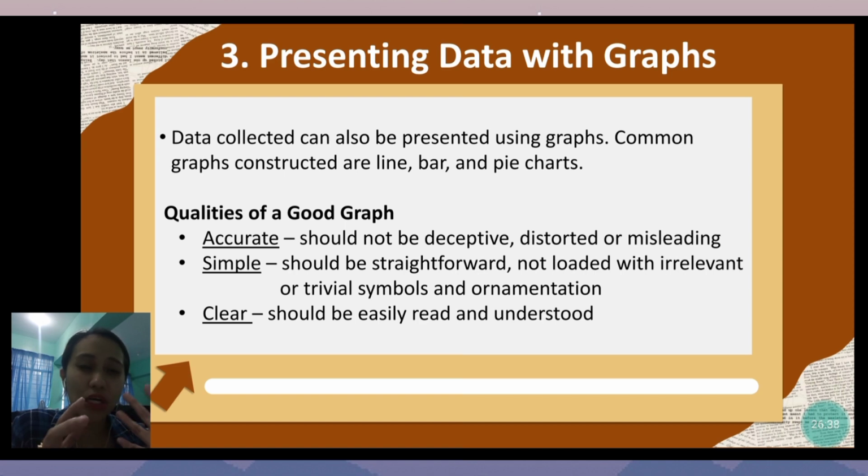Accurate: it should not be deceptive, distorted, or misleading. It shouldn't give false or wrong information. It should be simple, straightforward, not loaded with irrelevant or trivial symbols and ornamentation, so it should be direct to the point. It should be clear, easily read and understood.